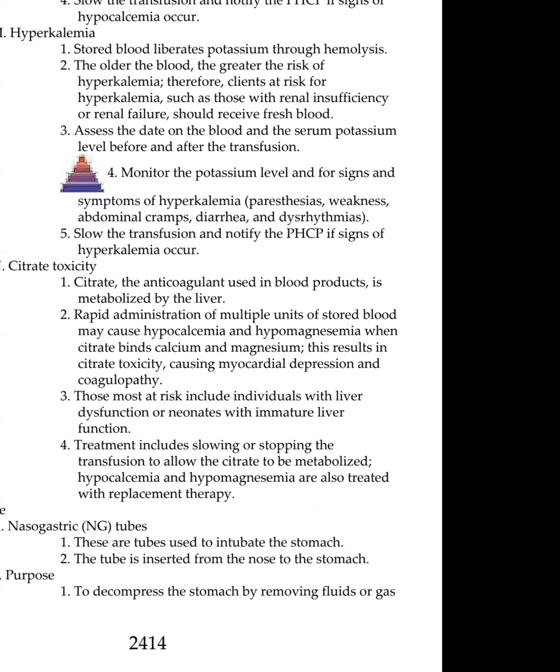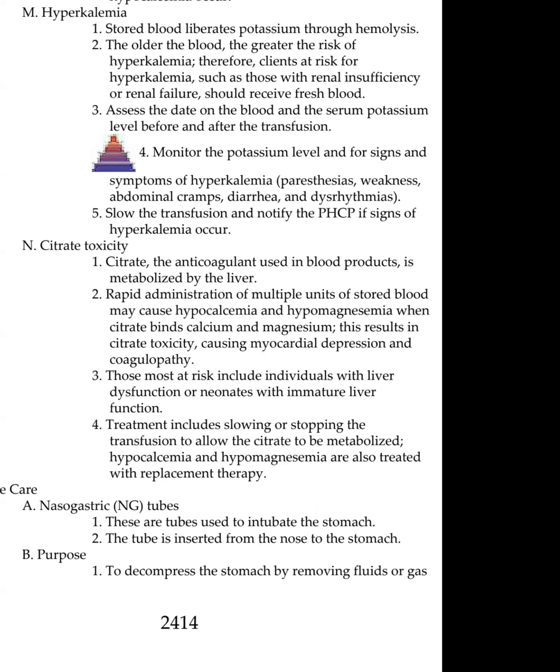Now, citrate toxicity. Citrate, the anticoagulant used in a blood product, is metabolized by the liver. What will happen if we keep blood in a bag? It will clot. So we are adding a chemical named citrate, which is easily metabolized by the liver.